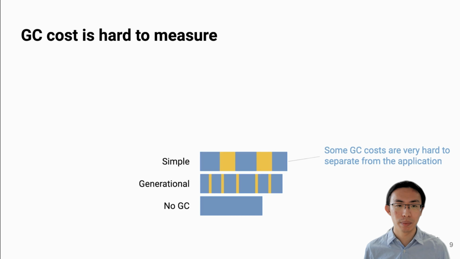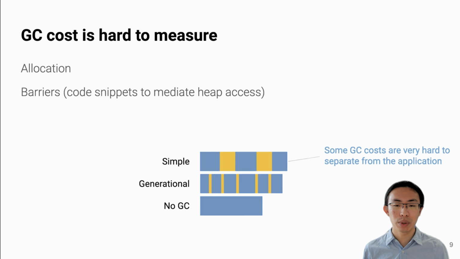Why is it so? For example, depending on the GC algorithm, different logic is required to figure out where free memory is to allocate new objects. You might also have barriers, which are code snippets to mediate heap access to help GC monitor changes to the heap. Allocation sequences and barriers are often aggressively inlined into the application code by optimizing compilers, and it is incredibly hard to separate the costs from the application.